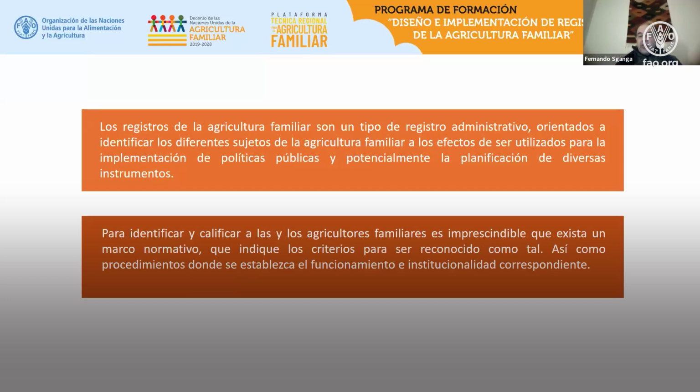the other important point is that in order to identify and classify family farmers, it is essential to have a regulatory framework that defines the criteria for being recognized as such, as well as procedures that establish the corresponding institutional structure and operations. This has been developed, as I said, through the exercises. I was surprised that in different countries they have very good quality criteria, but in several places there are no regulations, or the concept has not yet been adopted.